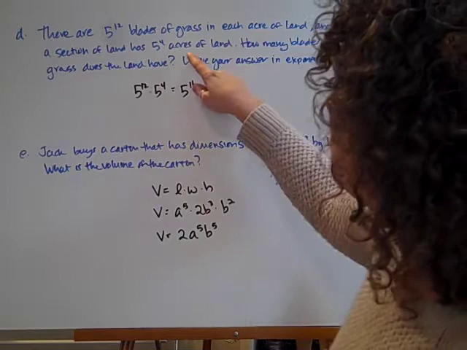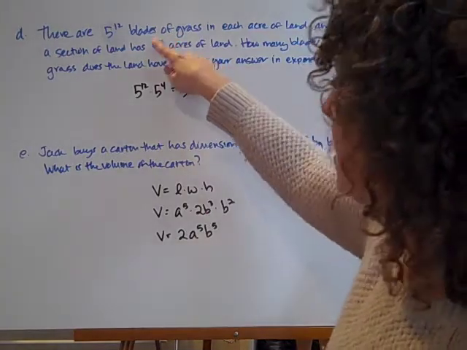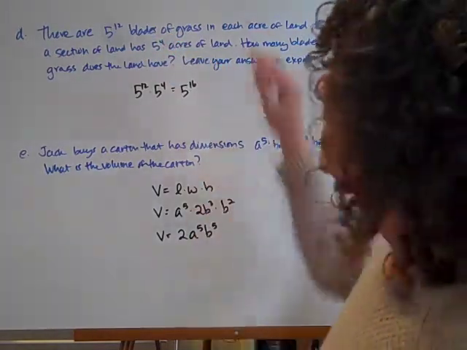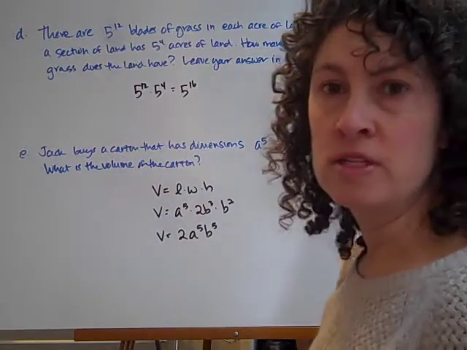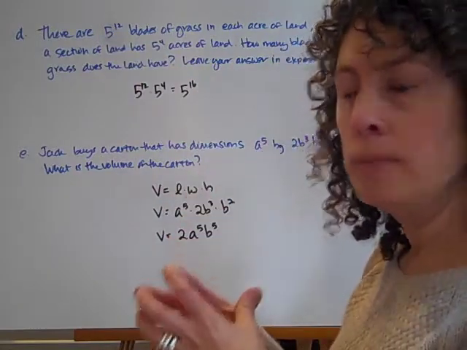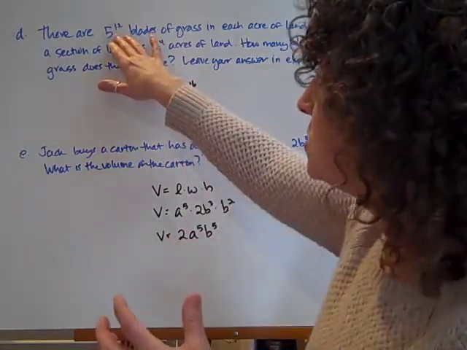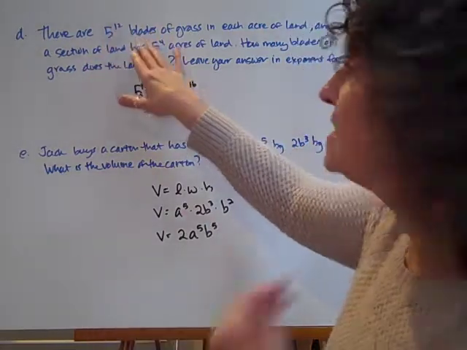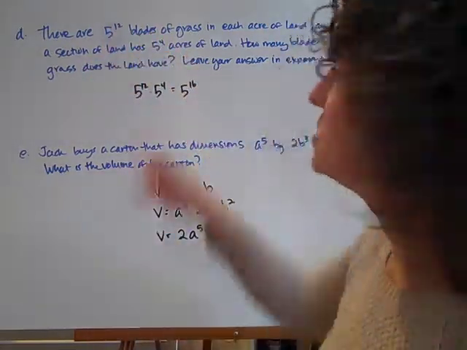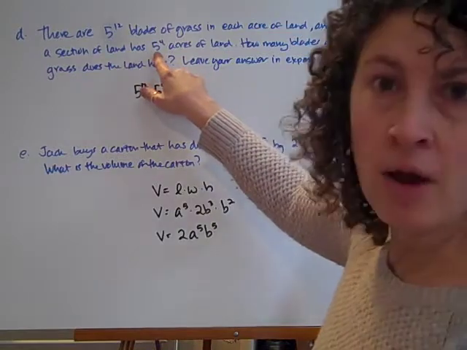So I have 5 to the 4th acres, that's how many acres I have, and each acre has 5 to the 12th blades of grass on them. So I know that each acre has this many blades of grass on it, so I'm going to multiply this times how many acres I have. This is in 1 acre. I'm going to multiply it by however many acres there are.